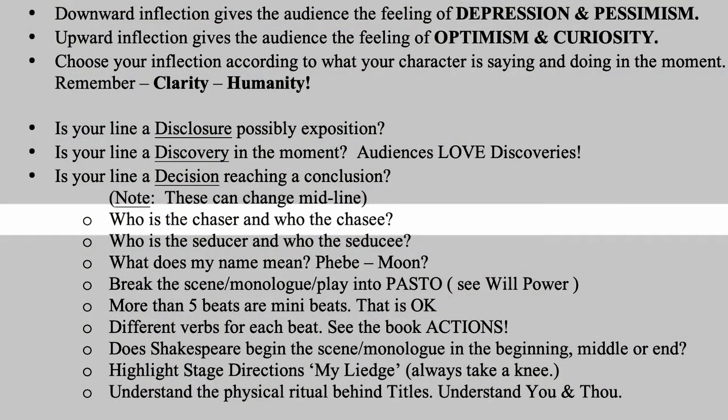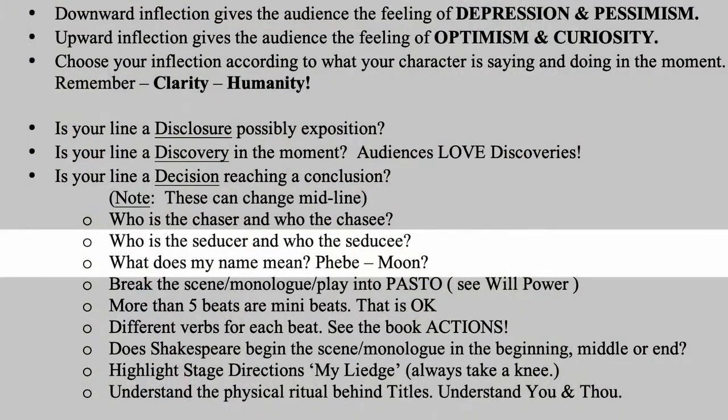Who is the chaser and who is the chasee? With Kate and Petruchio, who's chasing who? And does it change mid-scene? Who's the seducer and who's the seducee? What does my name mean? Let's again use Phoebe. We said it meant moon and all that goes along with it.